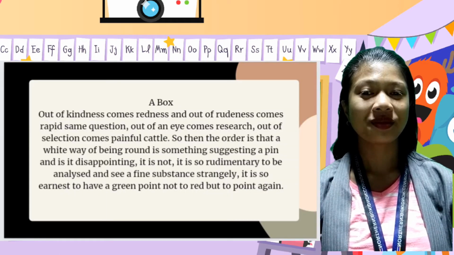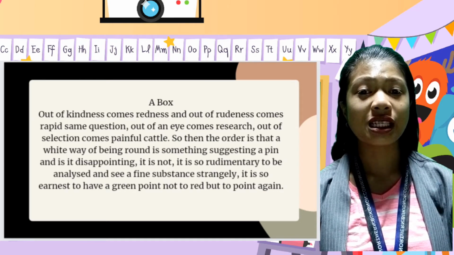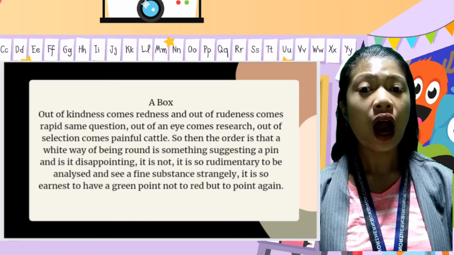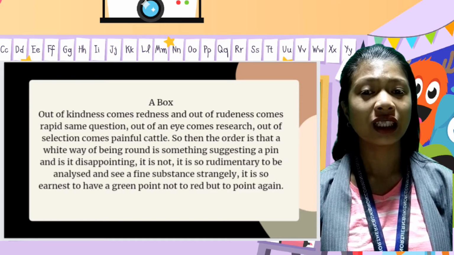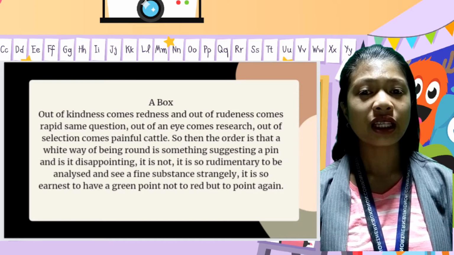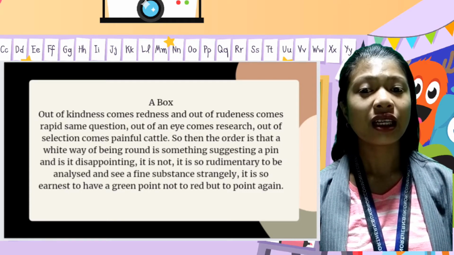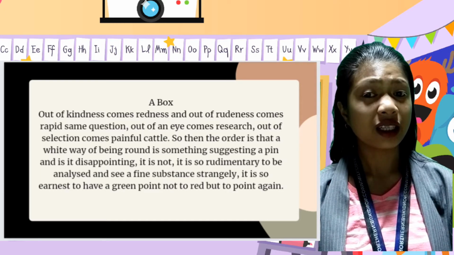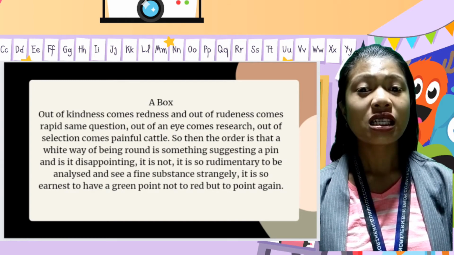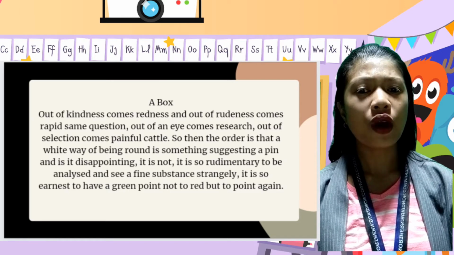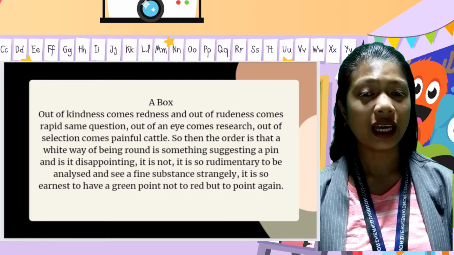A box. Out of kindness comes redness, and out of rudeness comes rapid scene question. Out of an eye comes research, out of selection comes painful cattle. So then, the order is that a white way of being round is something suggesting a pin, and is it disappointing? It is not. It is so rudimentary to be analyzed and see as fine substance changing. It is so earnest to have a green point, not to red, but to point again.